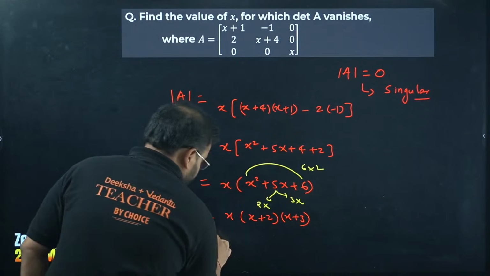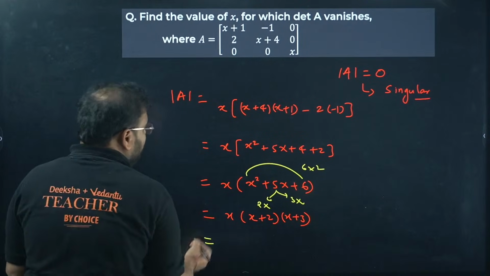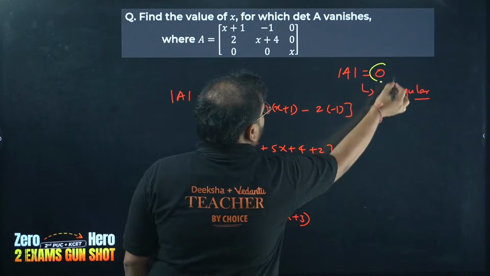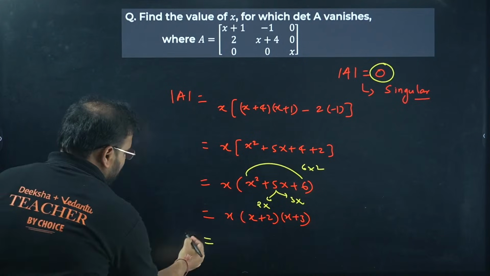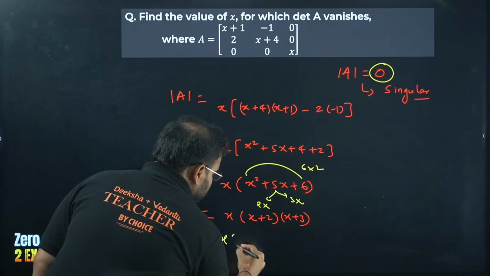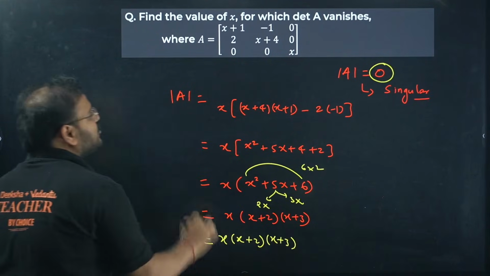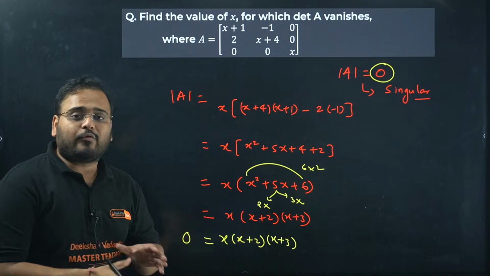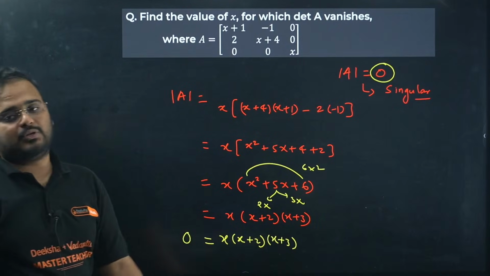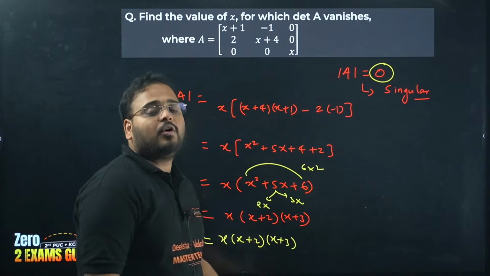Okay, and if you check, I'm looking to make this 0. So of course we'll have 0 here. So I have x, x plus 2 and x plus 3. Let's get back to the original question. They were asking for what value of x this whole expression will become 0. What is this expression? This is your value of the determinant.